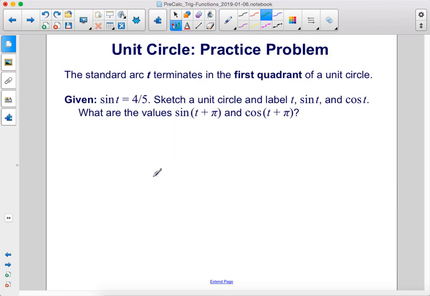The standard arc t terminates in the first quadrant of a unit circle. Given sine t equals 4 over 5, sketch a unit circle and label t, sine t, and cosine t. What are the values of sine of (t plus pi) and cosine of (t plus pi)?